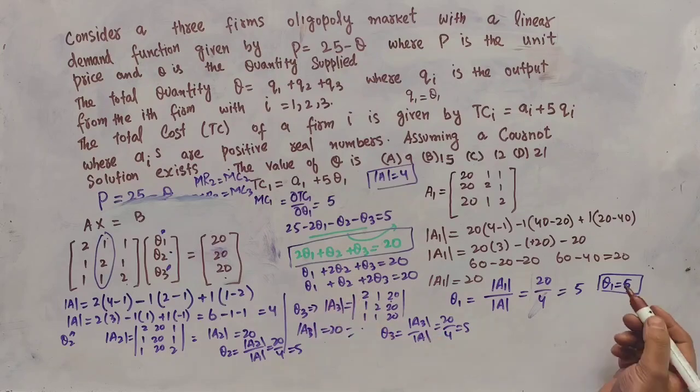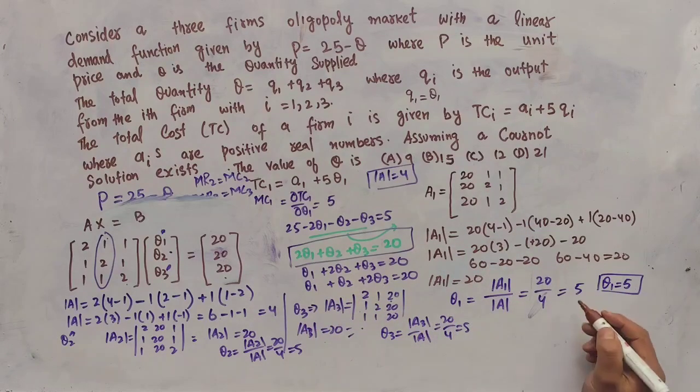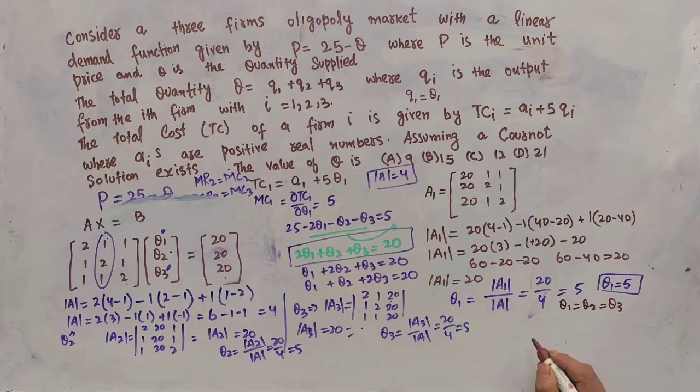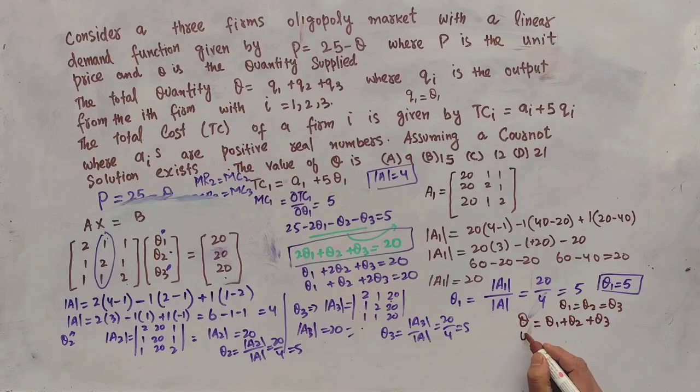Okay, since Q1 is equal to 5 and we have symmetric costs for the firms, that means Q1 will be equal to Q2 will be equal to Q3. That means total output in this market, since Q is equal to Q1 plus Q2 plus Q3 and Q1 is equal to 5, Q2 and Q3 are also 5. So Q will be equal to 5 plus 5 plus 5, which is equal to 15.